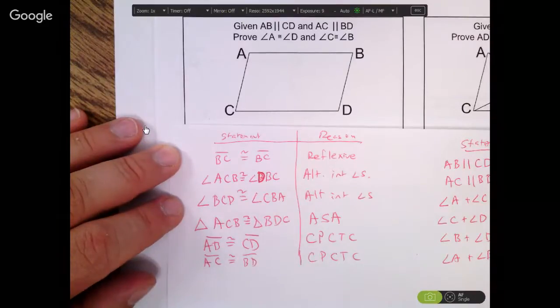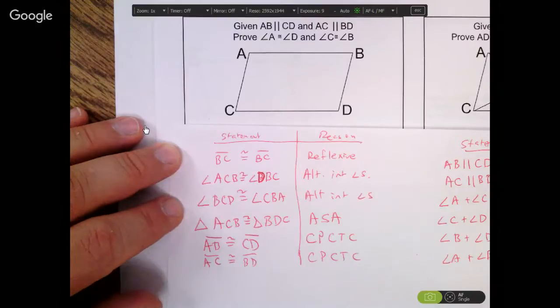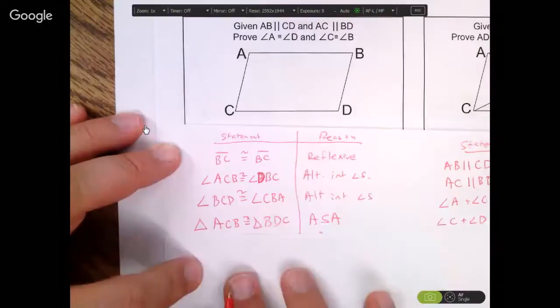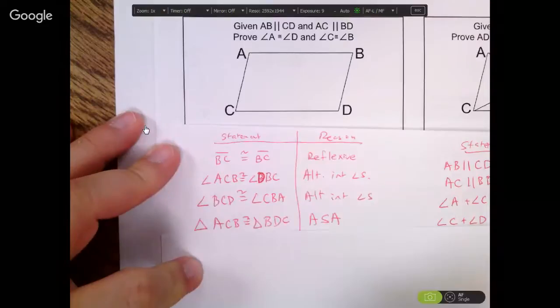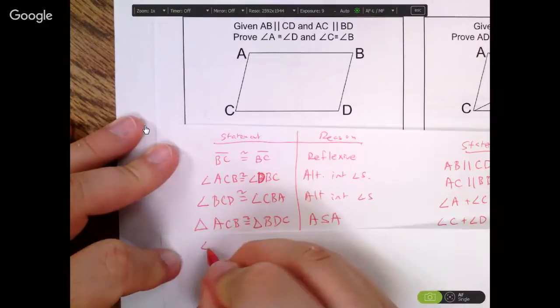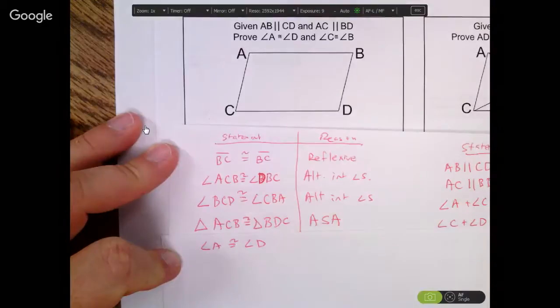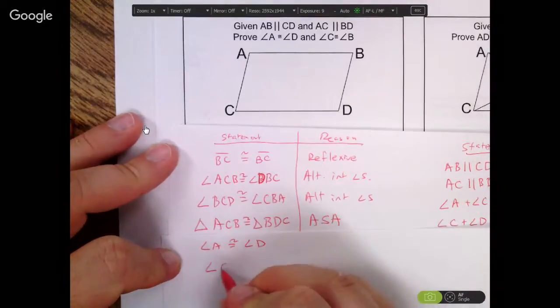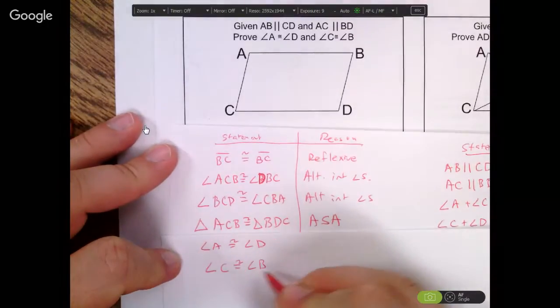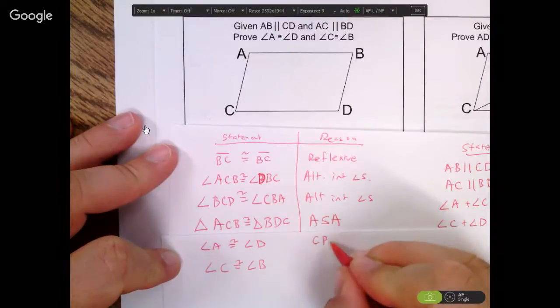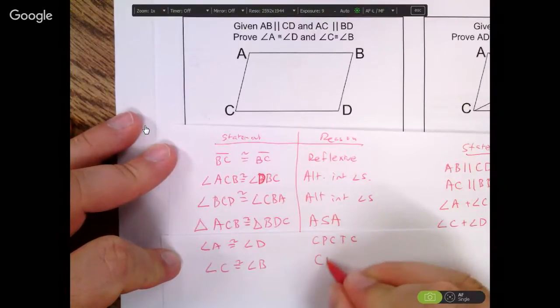So just write all the first four down. And then instead of AB and CD, we can just do what it says to do. Angle A is congruent to angle D. And angle C is congruent to angle B because of CPCTC, corresponding parts of congruent triangles.